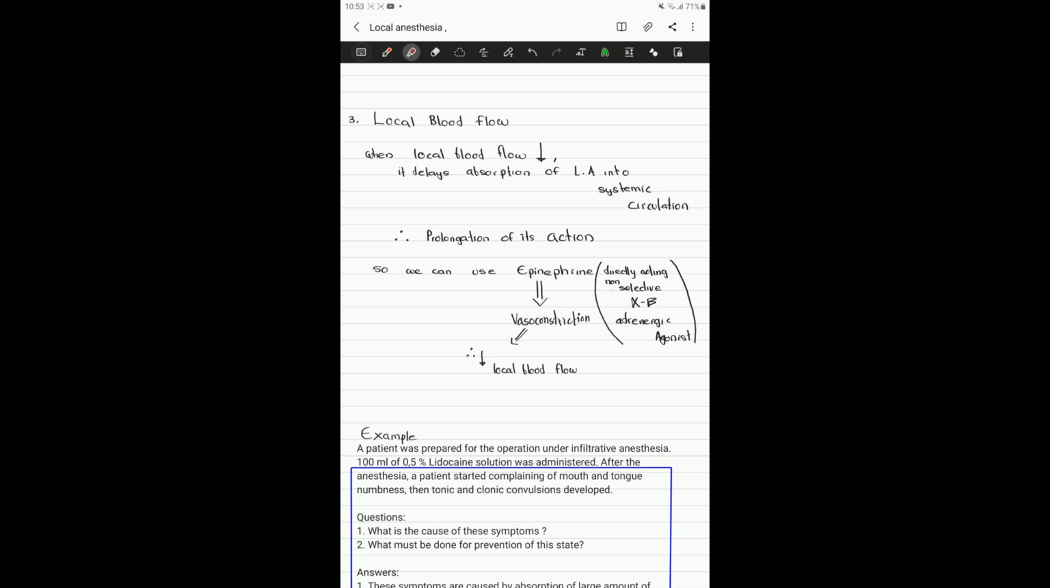Next, we have local blood flow. When local blood flow decreases, this delays absorption of local anesthetics into systemic circulation. Therefore, it causes prolongation of its action. So, we can use a drug like epinephrine. Epinephrine is a directly acting non-selective alpha beta adrenergic agonist.